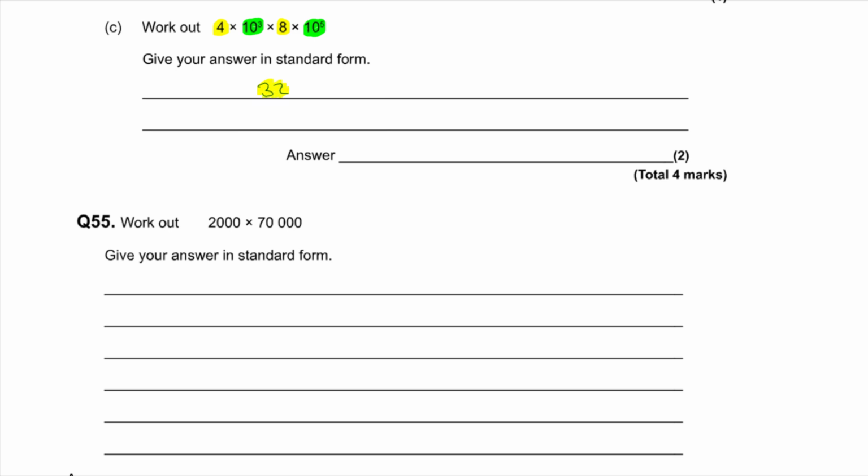And I'm going to multiply 10 to the 3 times 10 to the 5. So laws of indices say same bases, add the indices. 10 to the 3 times 10 to the 5 is 10 to the 8. Just add the 3 and the 5 together. Okay? So I've got 32 times 10 to the 8.